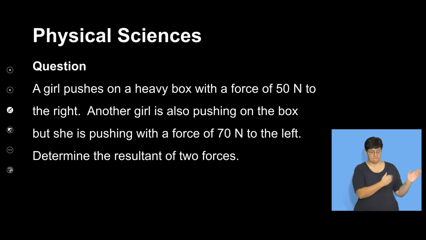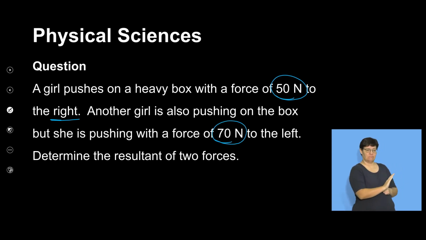A girl pushes a heavy box with the force of 50 newtons to the right. Another girl is also pushing on the box, but she's pushing with a force of 70 newtons to the left. And again, determine the resultant.